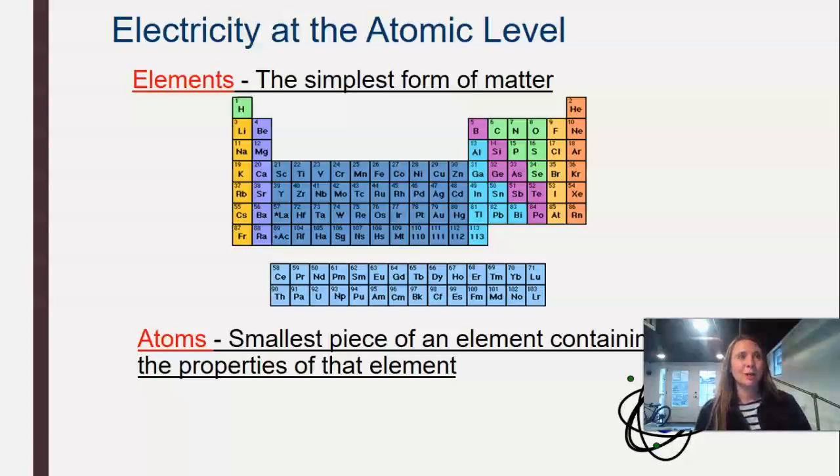And so first off, an element is just the simplest form of matter, meaning that when we look at how these particles are broken down, you can jump into talking about molecules and compounds, but the simplest form is just an element, meaning that what is the amount of protons, the amount of neutrons, and the amount of electrons that are going to be in that element. So it's the simplest form.